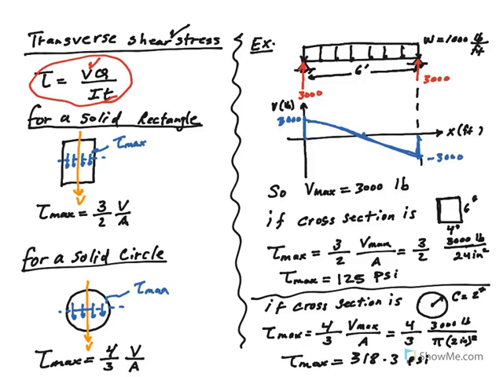V is the shear load. Q is called the first moment of area. I is the area moment of inertia with respect to the neutral axis. And t is the width at which the shear stress is acting.